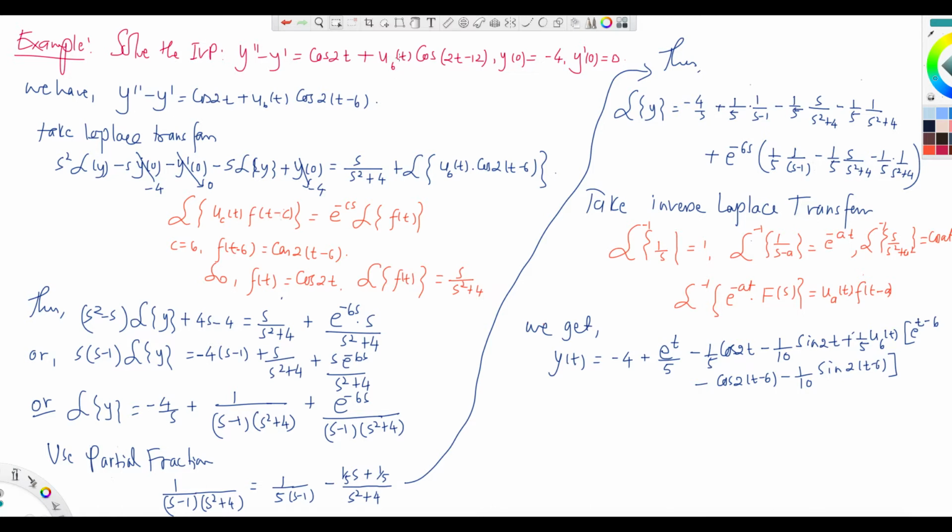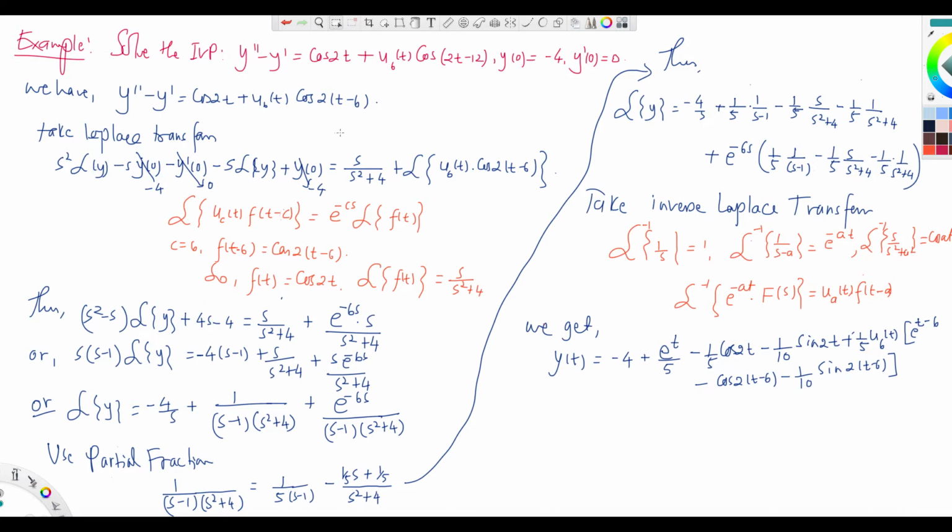This will make the function 0 for t less than 6, and the function is cosine 2t minus 12 for t greater than 6, right? That's what it is. So this is a discontinuous forcing function. y at 0 is -4 and y prime at 0 is 0. So as usual, to solve this differential equation, we need to take the Laplace transform on both sides, right?